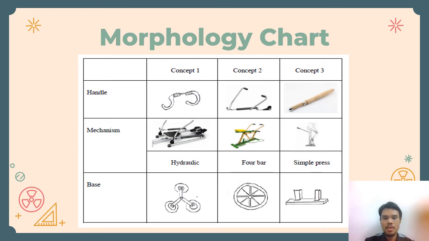In concept 2, the handle uses a 4 bar handle. The mechanism uses a 4 bar frame and the base uses a quarter of a bicycle rim. In concept 3, the handle uses a fishing rod handle. The mechanism uses a simple press and the base uses a simple base design.